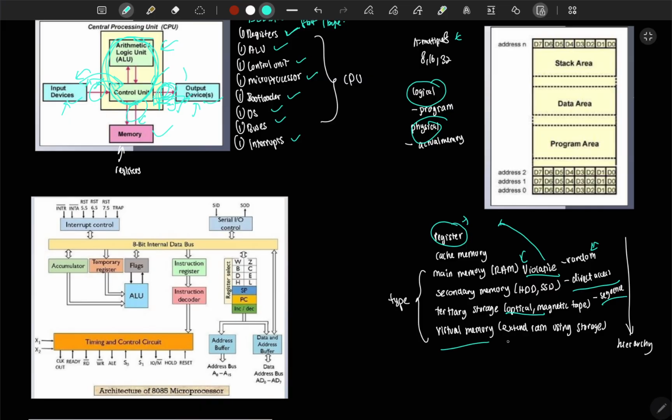And virtual memory means extending RAM using disk space. For example, on your phone, they say you can extend your RAM from 5 gig to 8 gig, or 4 gig to 8 gig, or from 8 gig to 12 gig. That additional 4 gigs is taken from your secondary memory. So that's how it works. Main memory, secondary memory, these are the types and this is the hierarchy. This is the most important one.